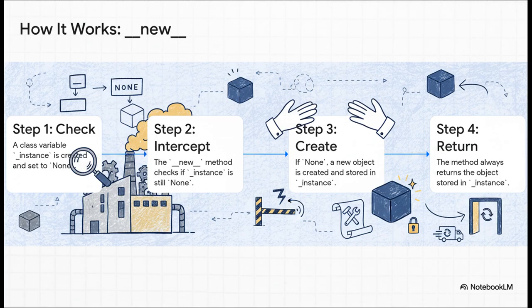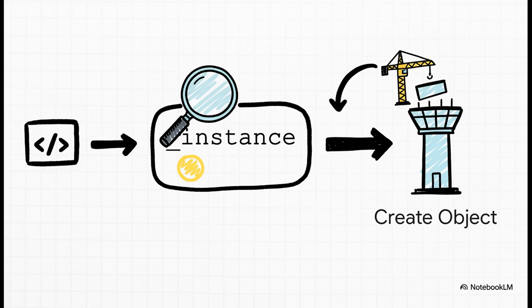The logic is simple. We have a class variable, let's call it _instance, that starts as None. When someone asks for a new object, __new__ checks that variable. Is it None? If yes, great. We create the object for the first time and save it in _instance. Then, from that point on, if anyone else asks, we just return the object we already have stored. We completely bypass the creation step. So let's walk through it. The very first time our code says tower1 equals ControlTower, the __new__ method wakes up. It checks its little storage spot, sees it's empty, and says, all right, let's make one.